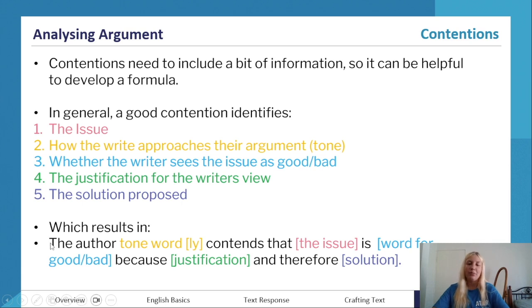Feel free to follow this template. It's quite foolproof. The author, in a tone word with the word ending "ly" to make it into the right form, contends that the issue, so let's say critically contends that the name of the issue is word for good or bad because what is their main reason why it's good or bad, and therefore wants this to be done.